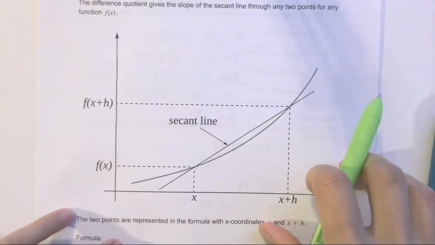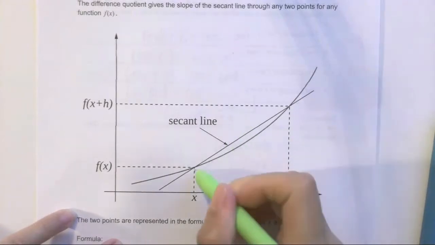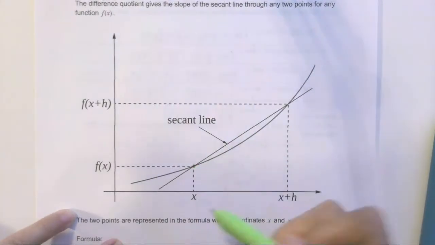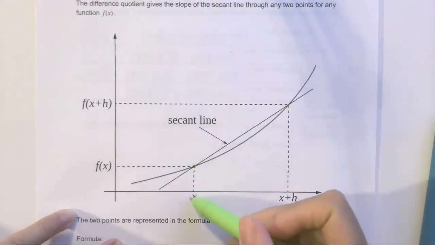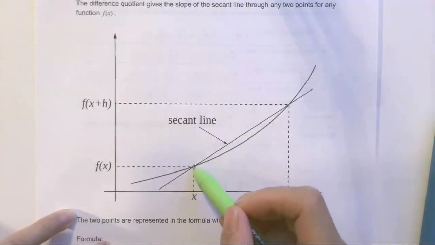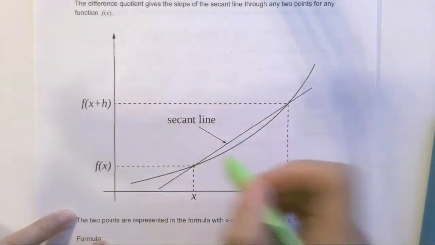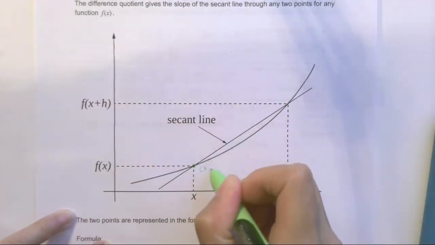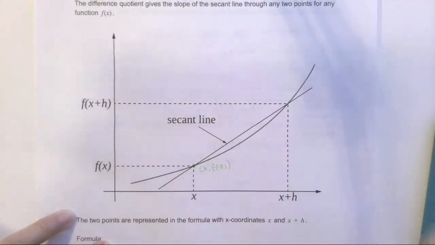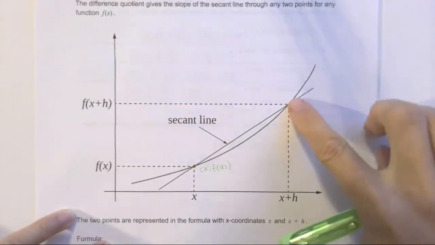So let's do one at a time. Let's say this point right here has an x value of literally x and a y value of f of x. So instead of using y1, we're going to use f of x. So this point is x comma f of x. Are you guys good so far? Yeah, all right.